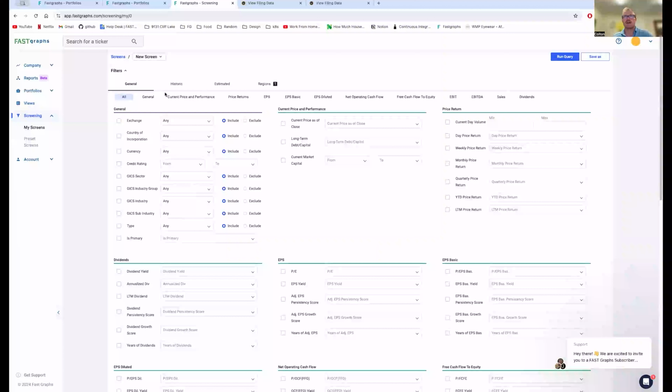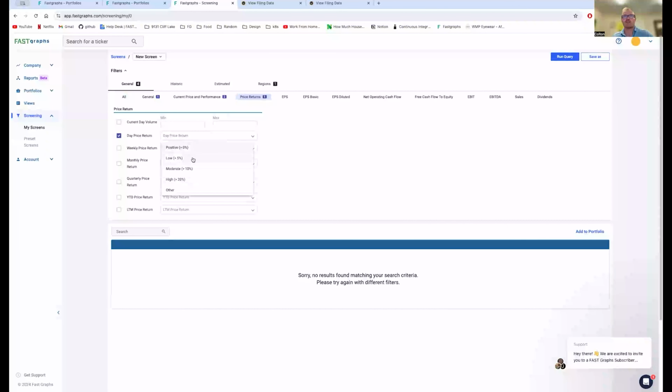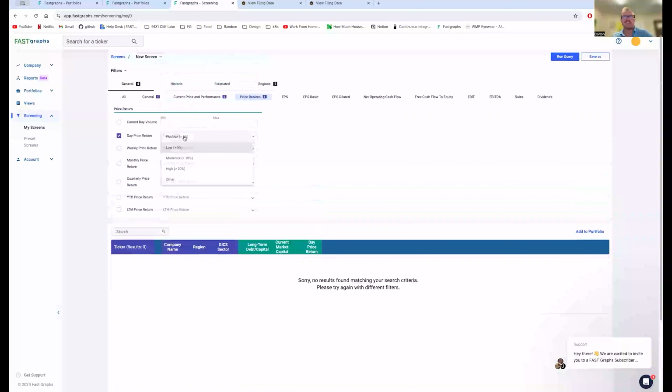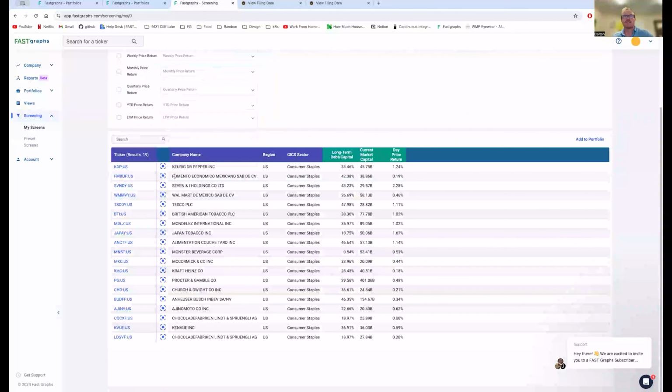certain stocks, right? I can look for stocks in the consumer staples with, we're going to do long-term debt to capital less than 50. I can do market cap, 20 billion or more. And let's do price return greater than 5%. I don't know if this is going to give me anything. No, it didn't. Positive price returns. Let's look at that. There's 19. Okay. So there's a lot that you can do with this, right?